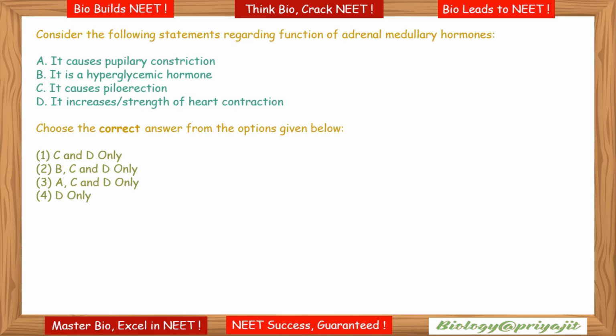Consider the following statements regarding function of adrenal medullary hormones. Adrenal medullary hormones are adrenaline or noradrenaline. It causes pupillary dilation, hyperglycemia, piloerection, and increases strength of heart contraction. So here the correct answer will be option 2, that is B, C, D only.